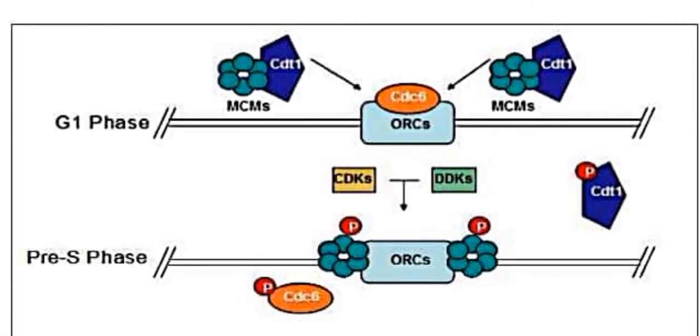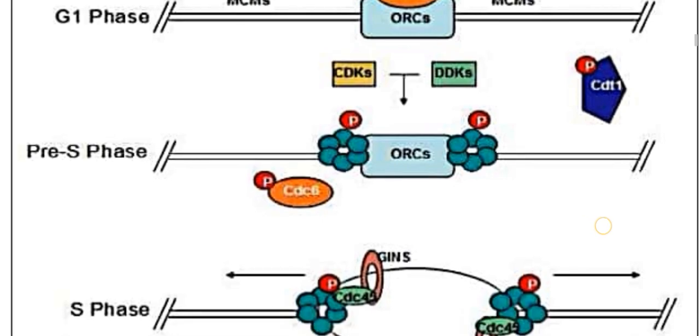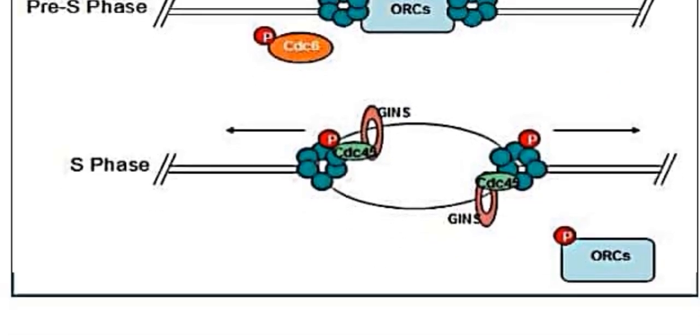This is the structure. G1 phase: MCM, CDT1, CDC6 and ORC. Pre-S phase: MCM, CDT1, CDKs and DDKs will be there. S phase: CDC45, GINS, CDC45 and ORC is there.